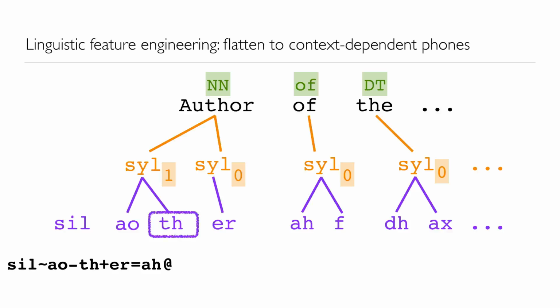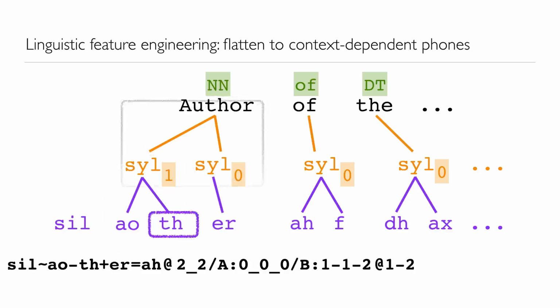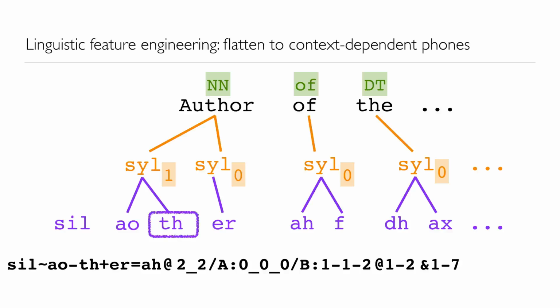And then we add further information, something like the position of the phone within the syllable, the syllable structure of the previous syllable, the syllable structure of the current syllable, stress, the position of the syllable within the word, and the position of the syllable within the phrase, and whatever other suprasegmental features you can add. So at this point, we would like to take all the features we can from the HTS format and add them to the current phoneme context.